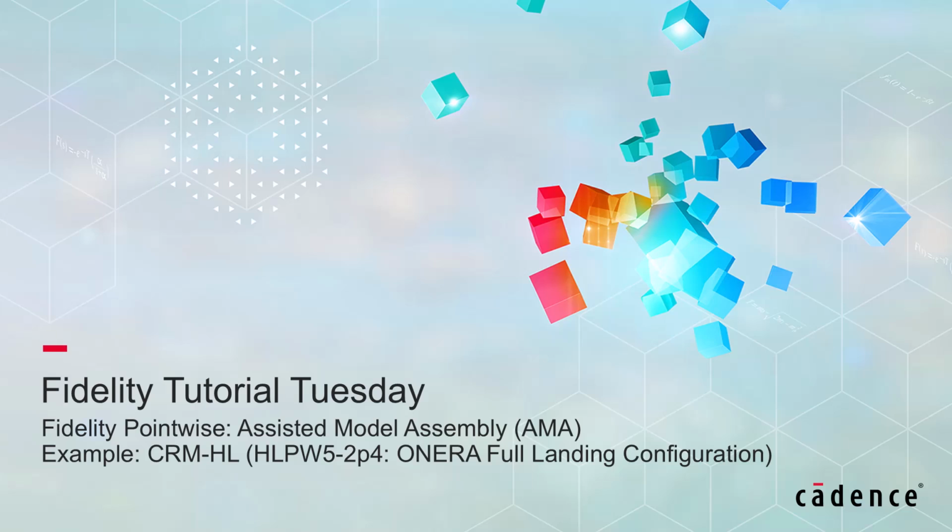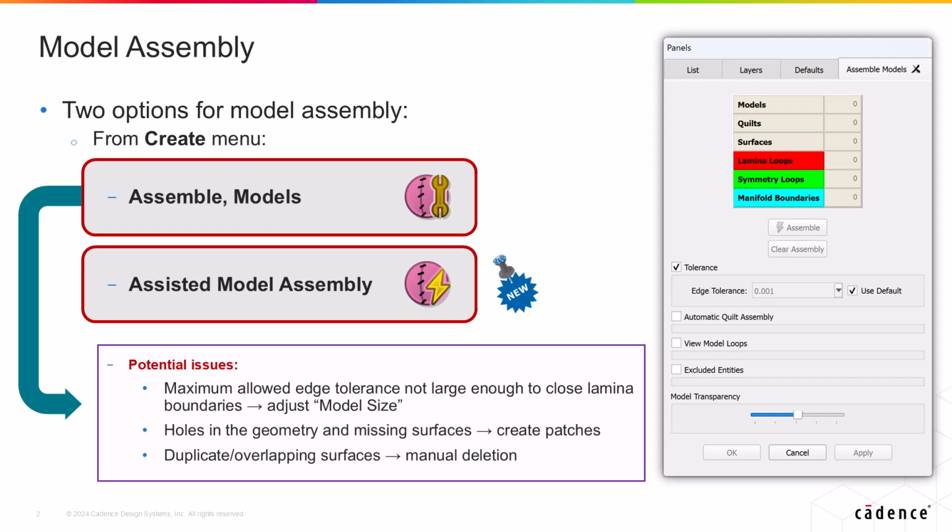Today, we're going to talk about the new assisted model assembly tool in Fidelity Pointwise. In the past, the only option available to users for assembling surfaces and quilts into models was Assemble Models from the Create menu. Now, a lot of improvements have been made to this tool over the past several releases. For example, we can now identify symmetry loops, or cycle through different model loops, which makes things a lot easier.